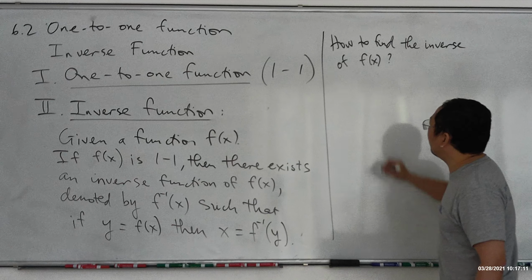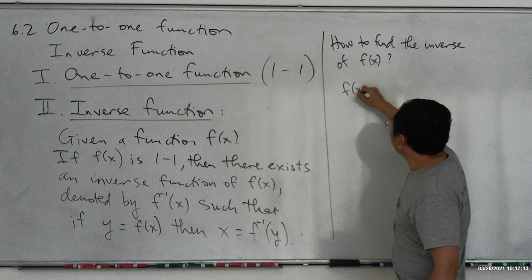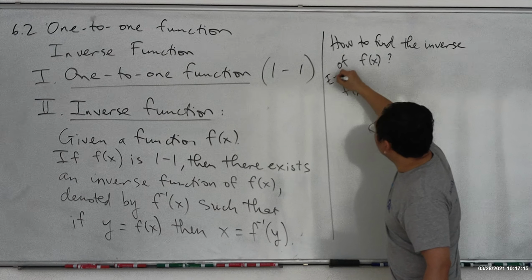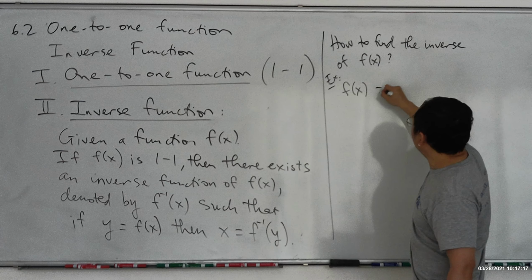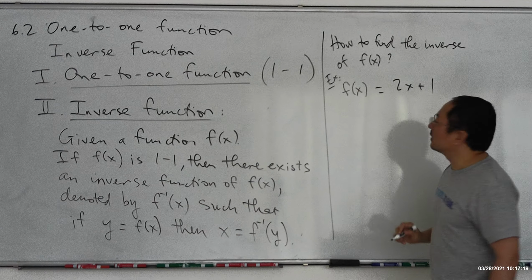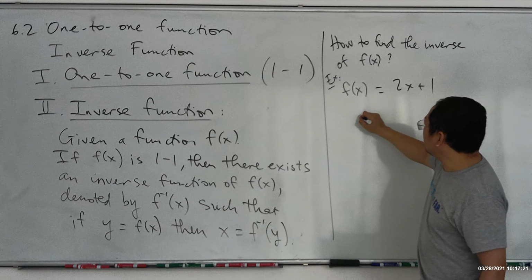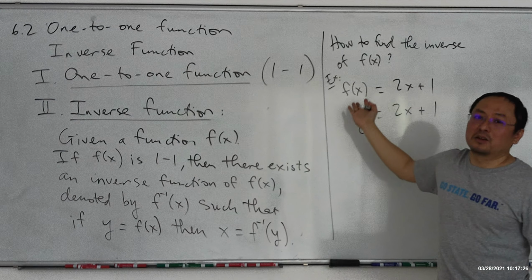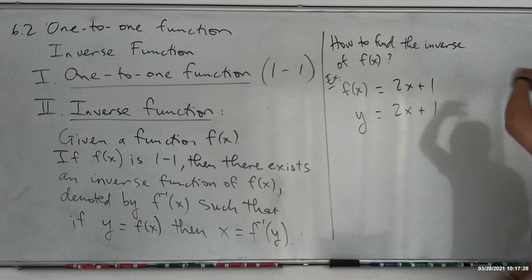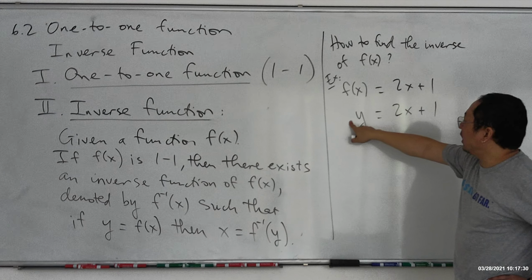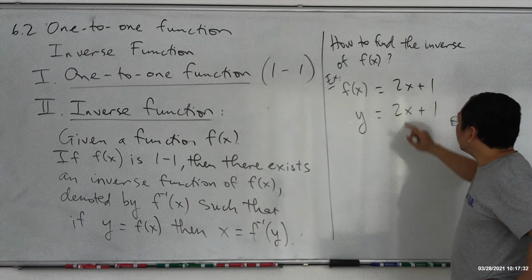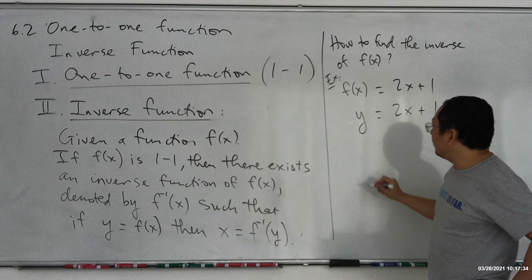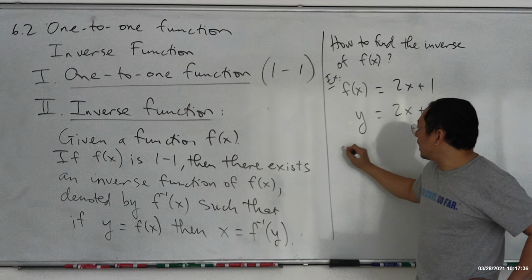Okay? So if you have a function, say f of x, let me give you an example. I'm going to give you an easy one. F of x equal to 2x plus 1. So instead of writing f of x, let me write this way. Y equal to 2x plus 1. Because the letter y is easier to write than f of x, then I can find the inverse. Y, think of y as the output, and x is the input, right? Now to find the inverse, you've got to interchange y and x.